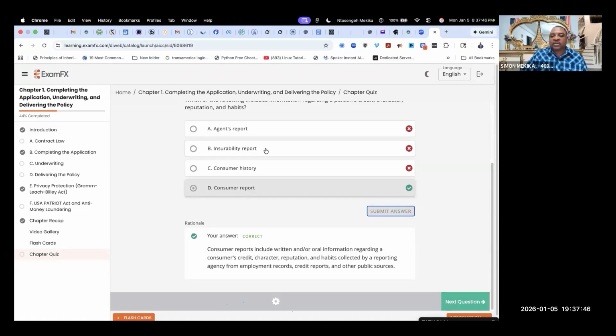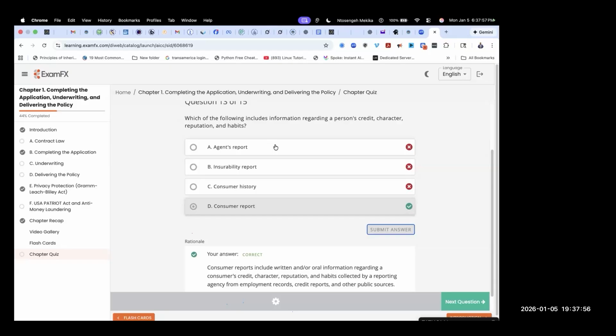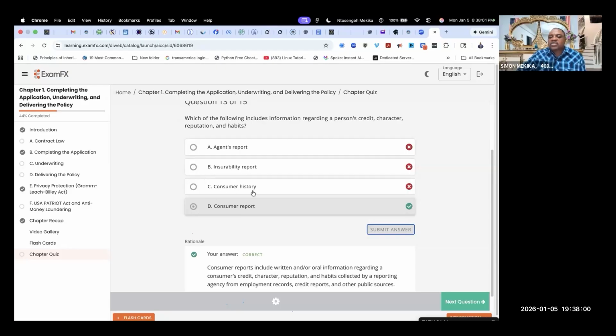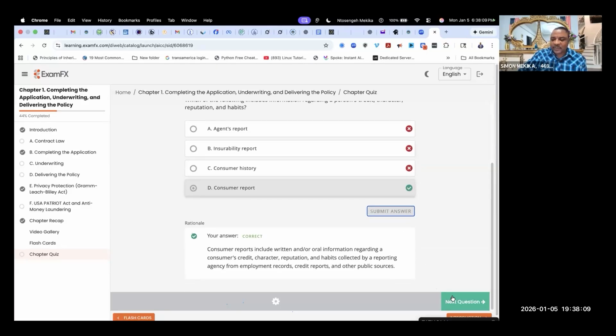It is consumer report. Sometimes common sense just eliminates. There's nothing like insurability. That's common sense that eliminates that one. And I know technically that agent report has nothing to do with the character. It has to do with what you saw there that was not reported to you. So please note that, and you eliminate that one with confidence. Now consumer history, there's nothing like that. So boldly D should be the answer.